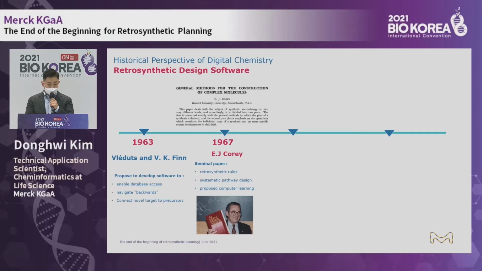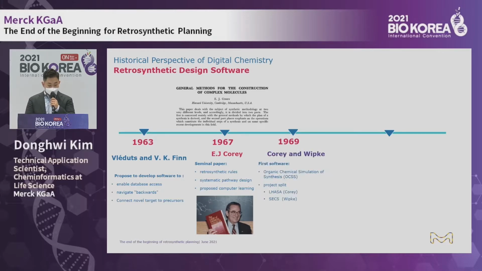It started in 1963, with the very first proposal for retrosynthesis software that enabled database access to navigate backward and connect the target to readily available precursors. There was a seminal paper from E.J. Corey in 1967 outlining retrosynthetic rules for systematic pathway design, proposing these rules be applied by computer.